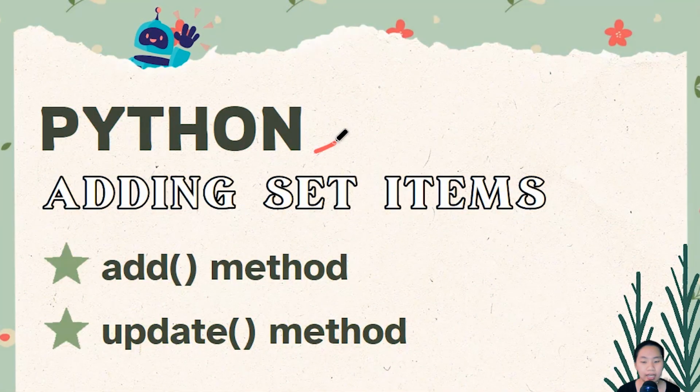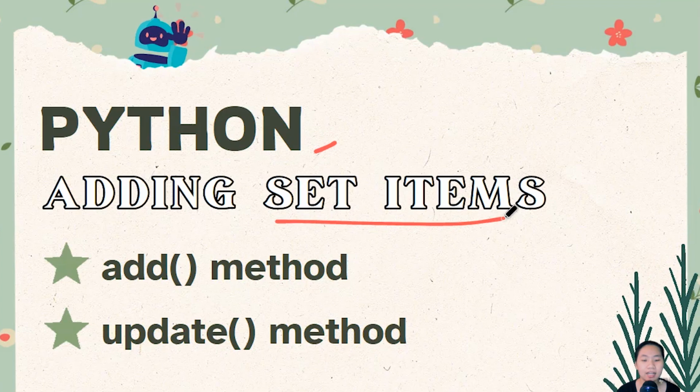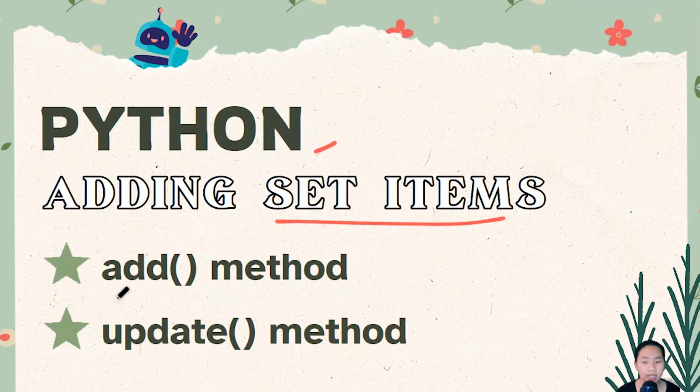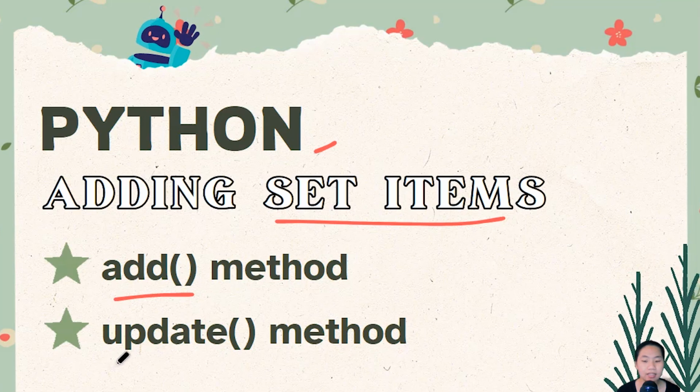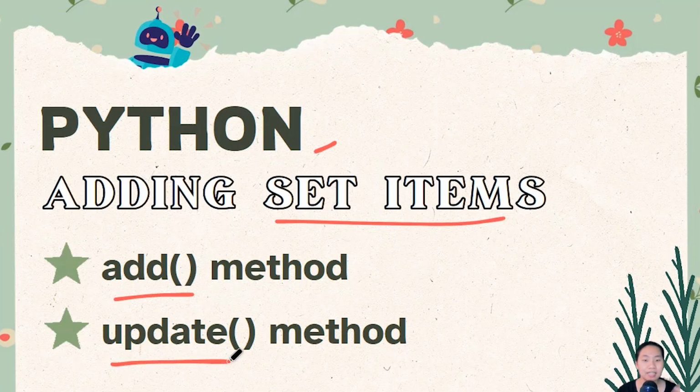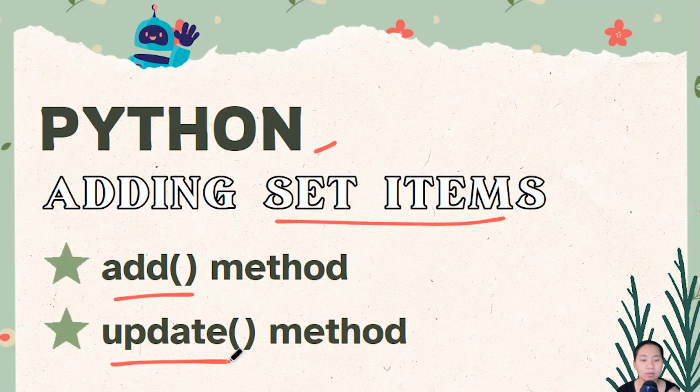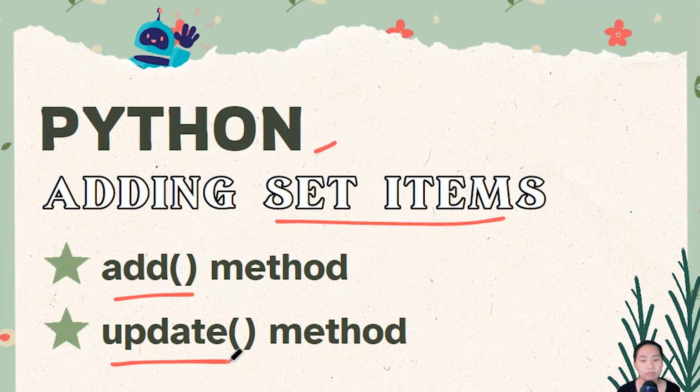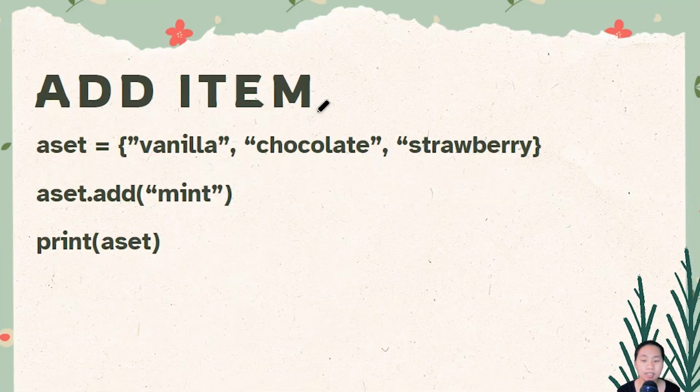Today we'll be looking at how to add set items. We're going to be looking specifically at the add method and the update method. Each method has its own properties and ways that it deals with set items. Now first, let's look at adding an item using the add method.